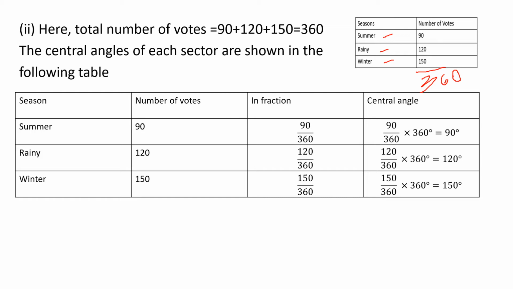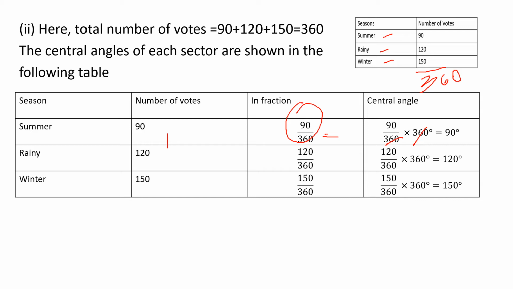Next we want to find the central angles for each sector. Write down the summer, rainy, winter seasons, then write down the odds. Next, in fractions, what is the total number? Summer 90. What is the total number of odds? How many people have voted? 360. So 90 divided by 360. If you want, you can cancel it from here. I did not cancel because it is easy. 360 and 360 get cancelled, so we'll get 90. I did not cancel in this part for easy calculation. If you want, you can cancel it and write down the answer, no problem. That is your wish.